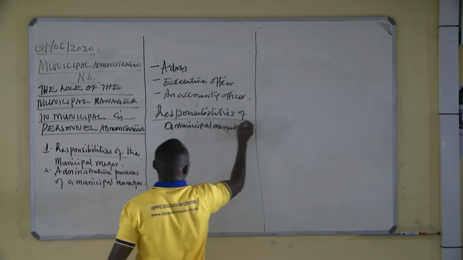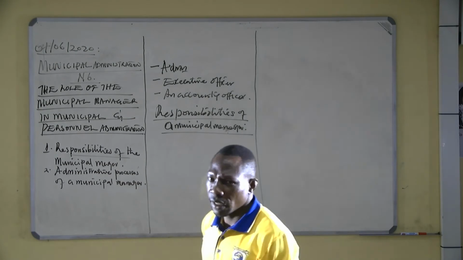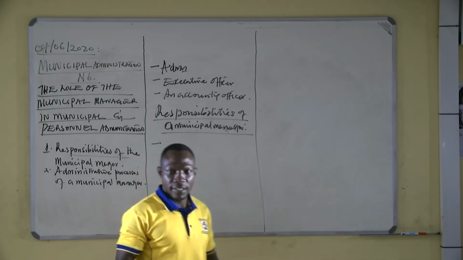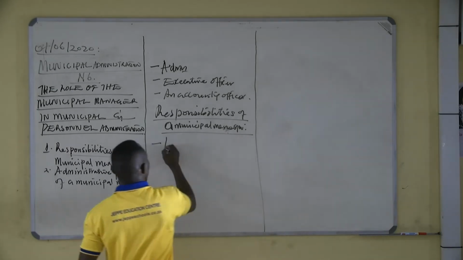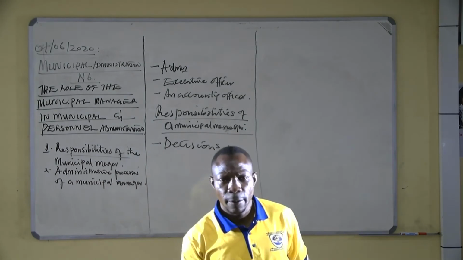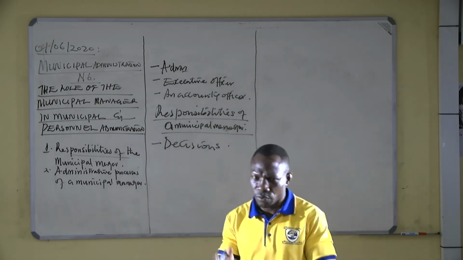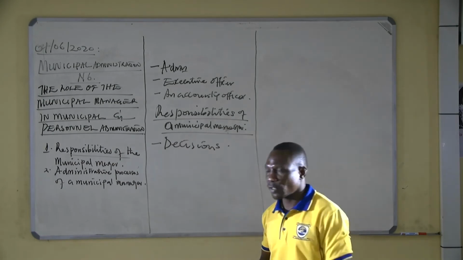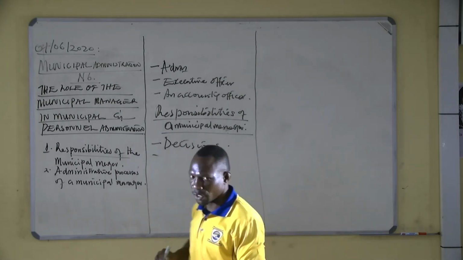One of the responsibilities of a municipal manager is to make sure that he or she is in charge of implementing and also executing the decisions of the council committees, and also the decisions of the chief officials, stroke the heads of departments, and other officials in various other sections and divisions within the administration of a municipality. So that's one of the responsibilities of a municipal manager.